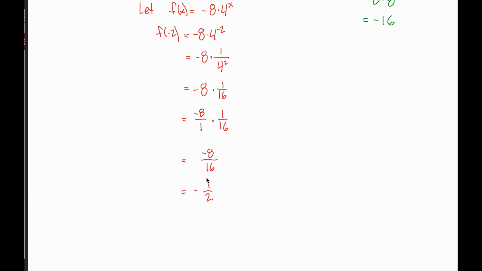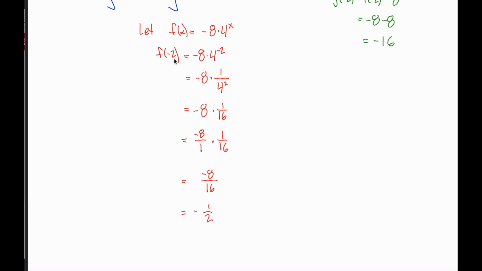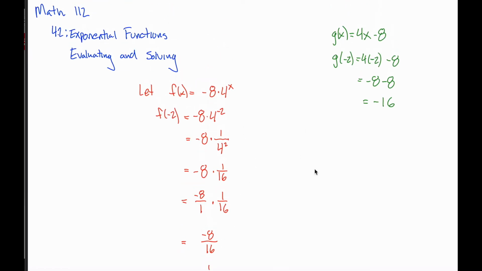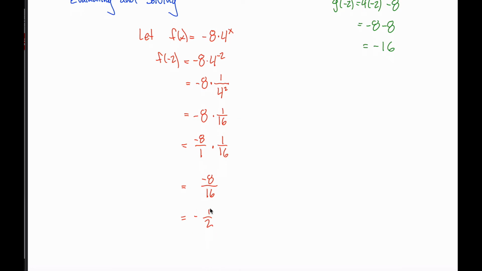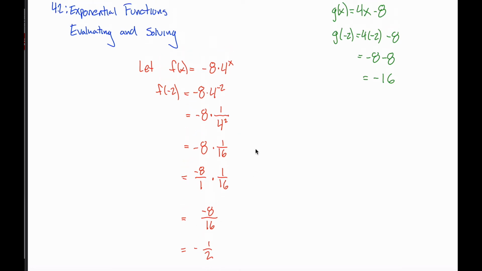A negative divided by a positive is a negative number, so you can write it either way. The point is just the output of this machine when I put negative 2 in it is negative 1/2, just like the output of this machine when I put negative 2 in it was negative 16. This was a little bit more cumbersome algebraically to get to that output, but it's the same basic idea. With that in mind, maybe you could evaluate these 3 expressions.